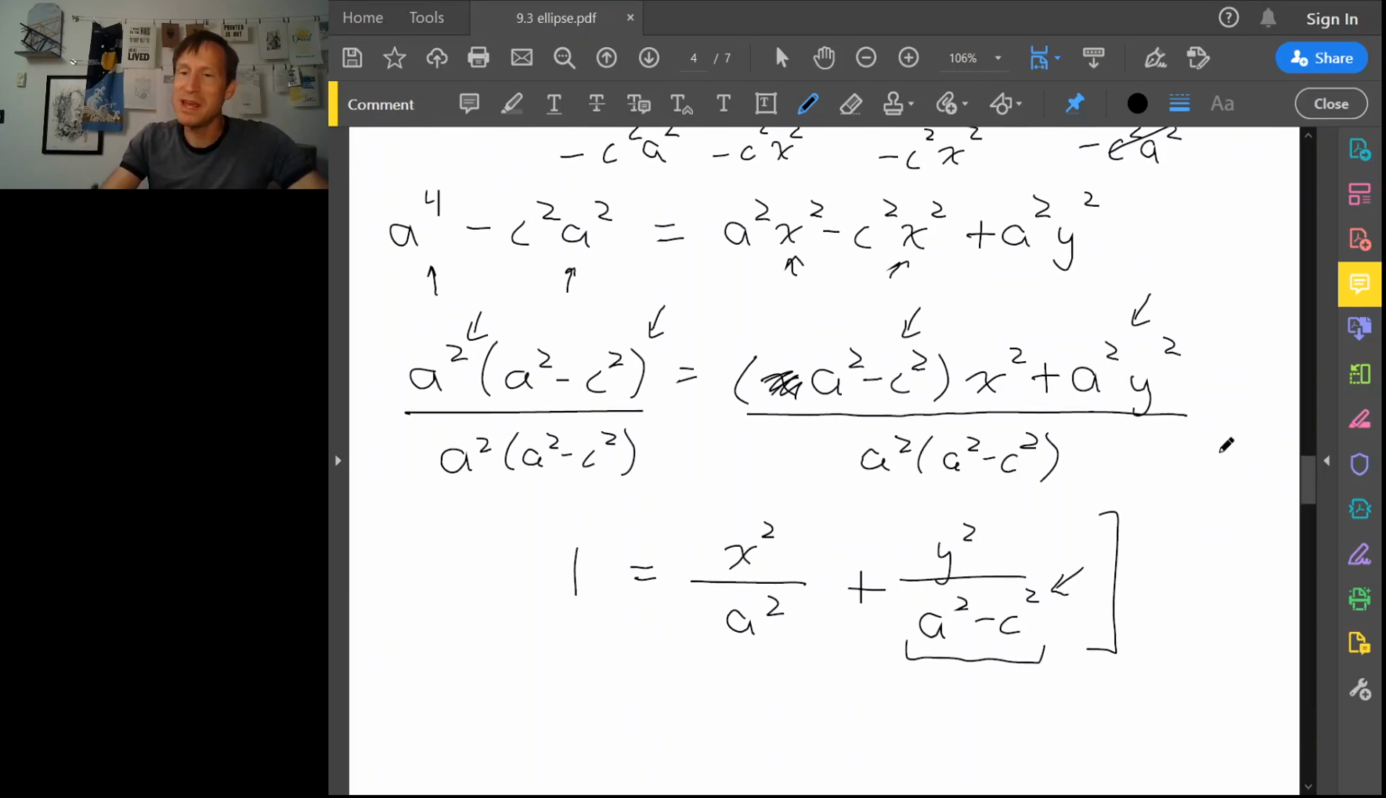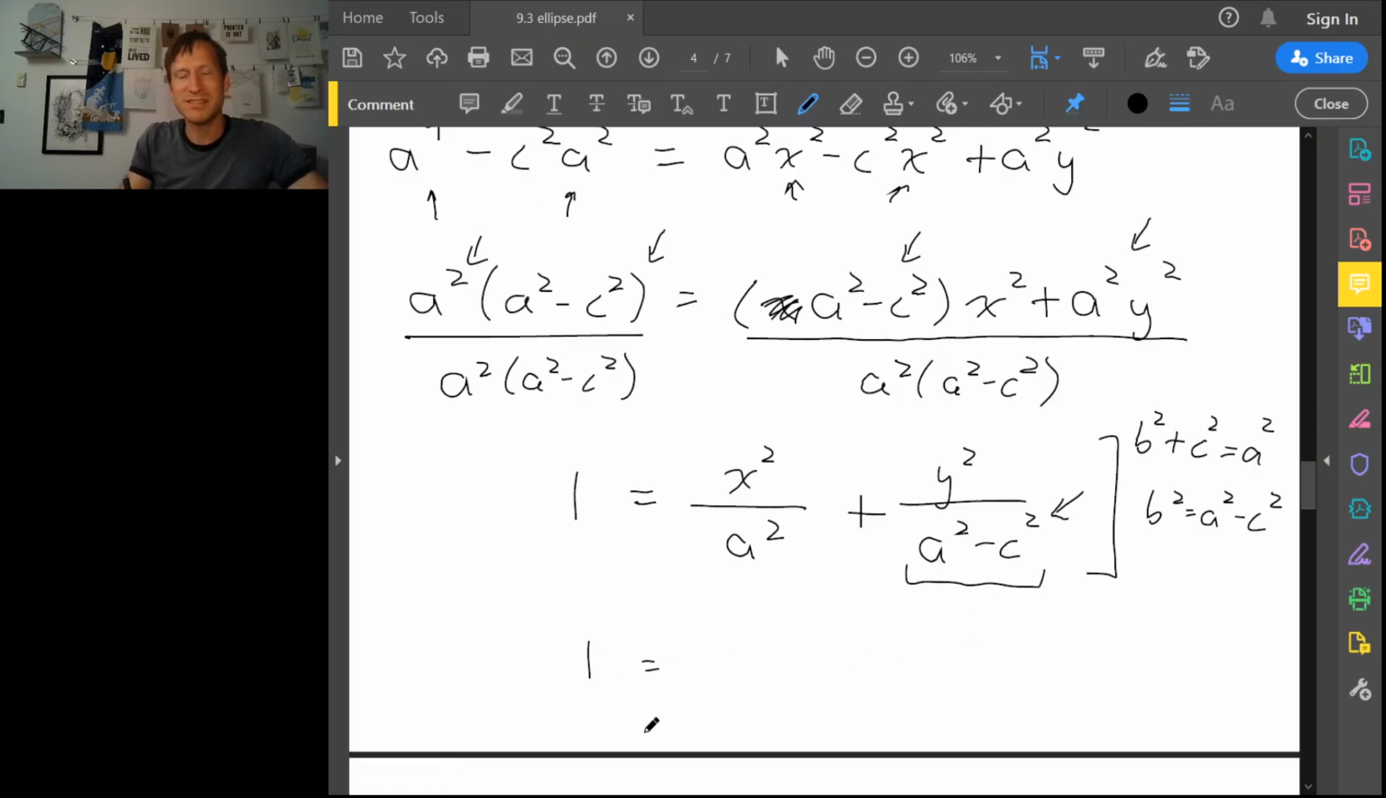Okay, so if you remember way back above when we slid the point on our ellipse to the top of the ellipse, we found that the semi-minor axis b squared plus the focal radius c squared was equal to the semi-major axis squared. So if you rearrange this, you get b squared equals a squared minus c squared. That means this denominator under our y squared is actually just b squared. So that makes the equation for the ellipse 1 equals x squared over a squared plus y squared over b squared. And that's it. So that's the usual way that people write the equation of the ellipse.